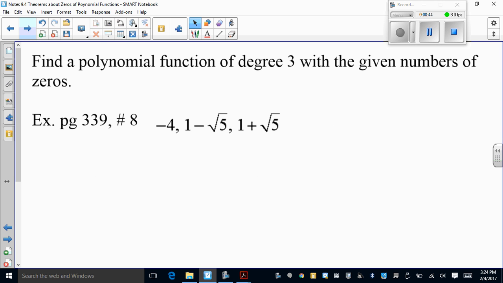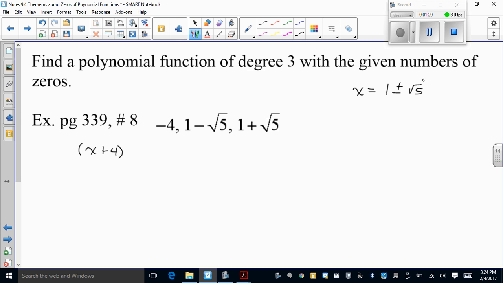So let's look at how these are going to go. Let's find the polynomial function of degree 3 with the given zeros. They gave you the 3 zeros. So we have on here -4. That one you already know how to get, that's going to be the x plus 4. Now for these guys, remember, they come in conjugate pairs, so you can write it out as x equals 1 plus or minus radical 5. Just like the imaginary.